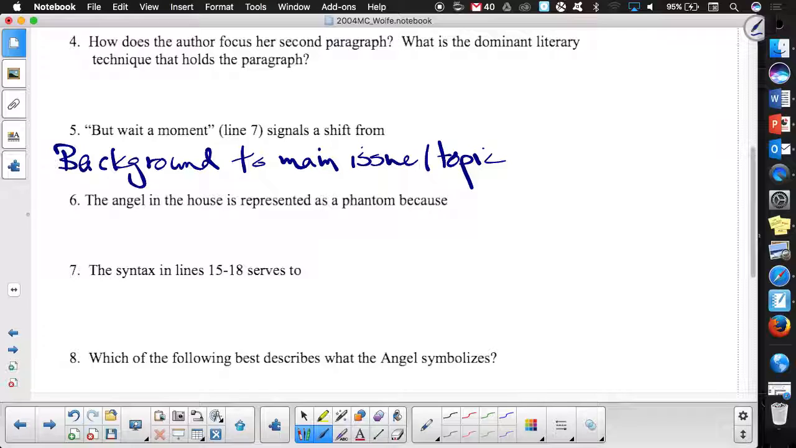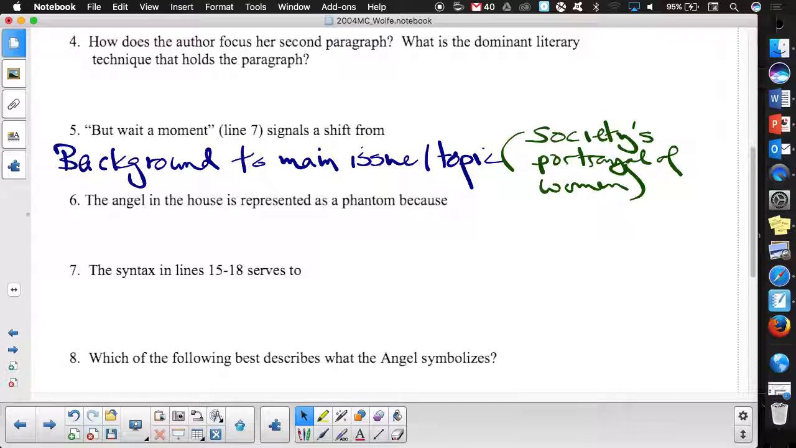What is the main topic? Her struggles with the societal image of women. Okay. So, society's portrayal of women. All right.